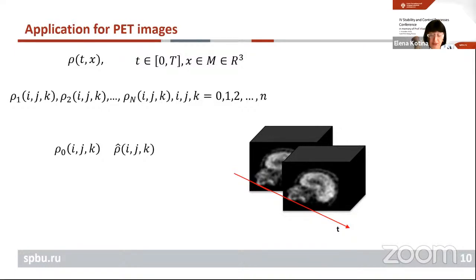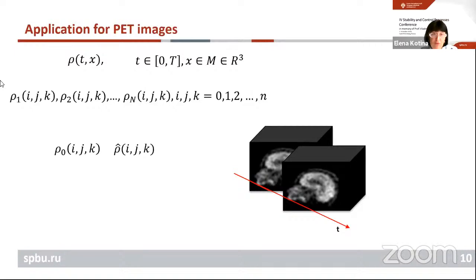Let us consider the implementation of this method for dynamic PET studies of the brain. This acquisition mode allows us to observe the spatial and temporal distribution of the radiopharmaceutical in the patient's body. We consider the radiopharmaceutical intensity distribution as a function of the distribution density rho. Taking into account the discrete nature of the data obtained, we have a sequence of three-dimensional matrices, tomographic images, that display the distribution of radiopharmaceutical in the body.